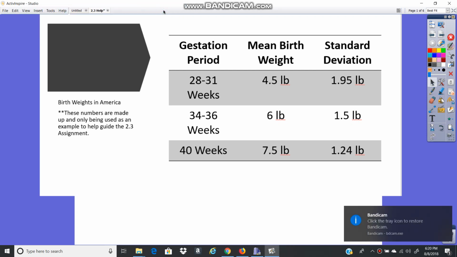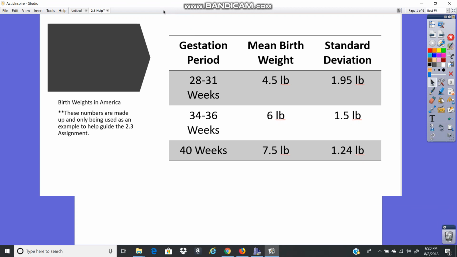Hello, good evening. We are going to look at a normal curve problem with gestation periods in pregnancies and birth weights of babies in America. These numbers are made up, so these are not correct numbers. These are just to help guide the assignment for a 28 to 31 week gestation period, 34 to 36 weeks, and 40 weeks.